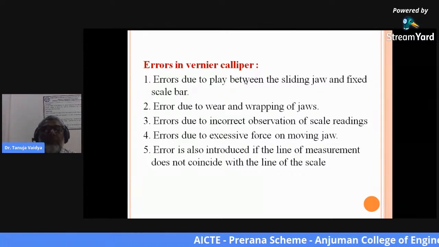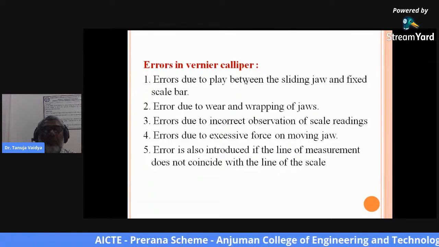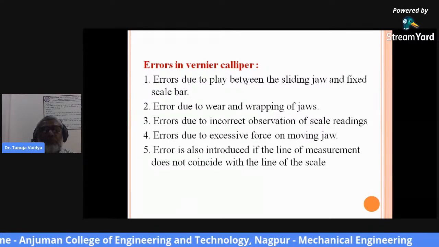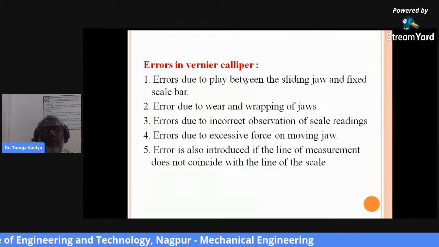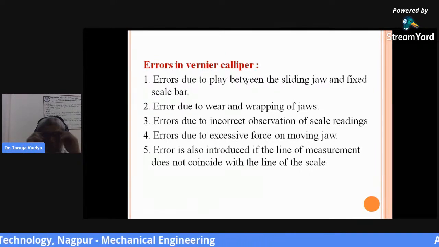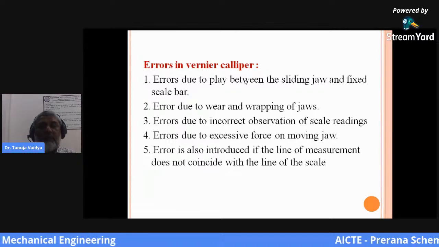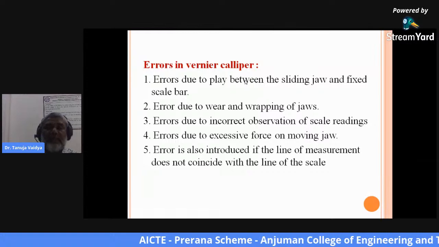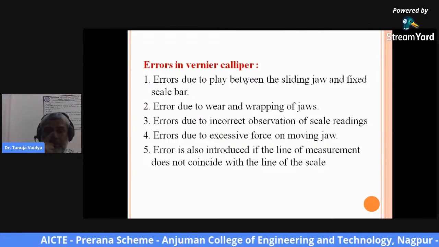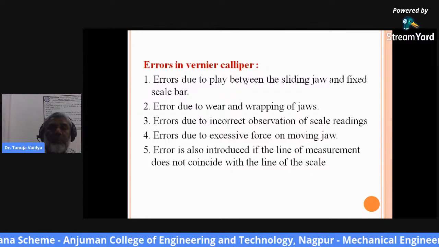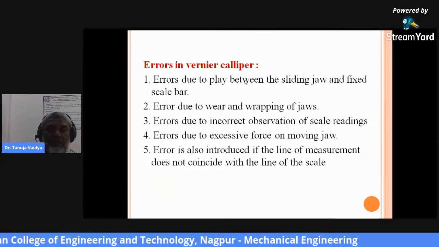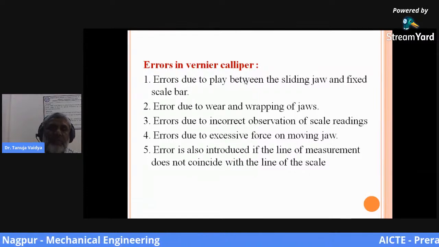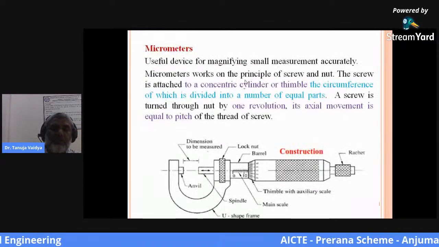Another important point which must be remembered to avoid errors is not to provide excessive force on the moving jaw. If you provide excessive force on the moving jaw, ultimately what will happen? It will give you the wrong reading. You will not be able to get the correct reading because of the extra force applied on the moving jaw. Another point to be remembered to avoid errors is to check if the line of measurement does not coincide with the line of scale. That has to be taken into account.